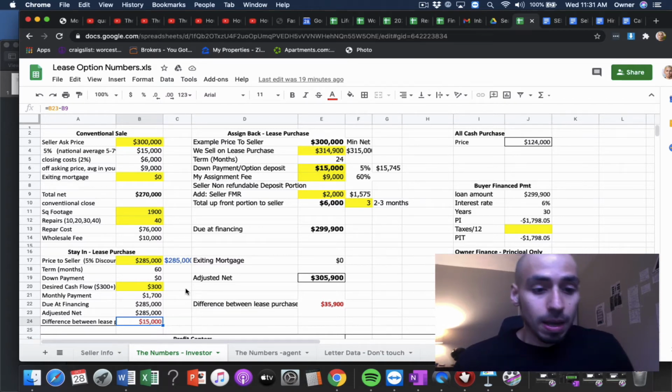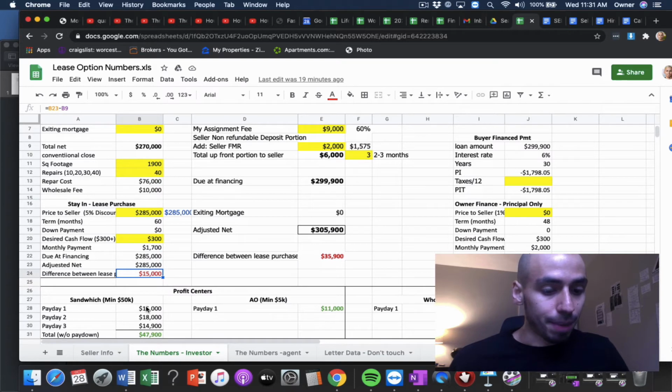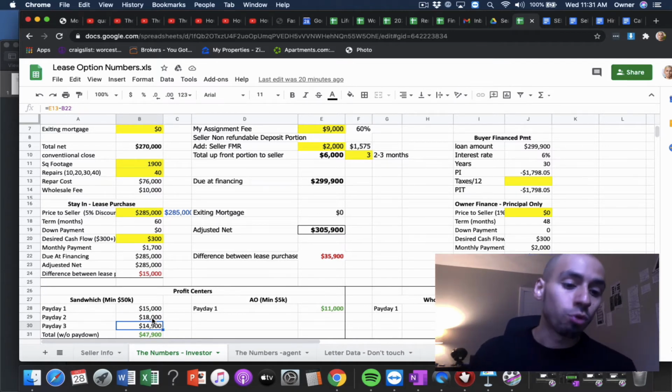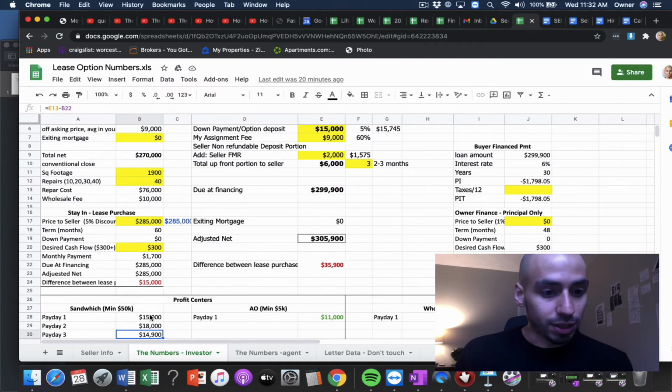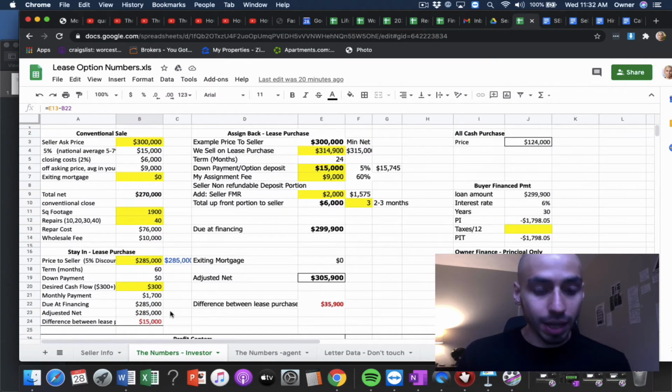All right. And the profit centers, payday one's the $15,000 up front that we'd collect from the buyer. Remember here, versus in the AO option, we share some of that with the seller. So this is why we only collect 11. Payday 2 is the $300 a month times the 60 months, so that's going to be $18,000. And then this payday 3 is the cash out, not including debt pay down. When we include debt pay down, this is going to be more like $25,000, maybe $30,000 cash out. Okay, so that's the profit center there. And that's really it. That's how I create the numbers. That's how I create an offer to a seller.